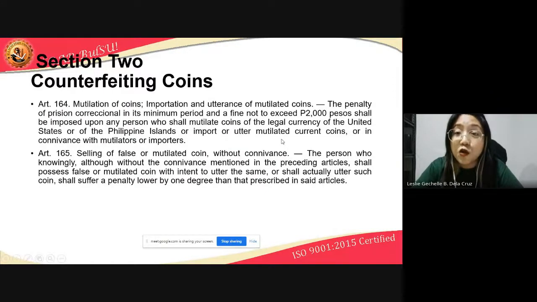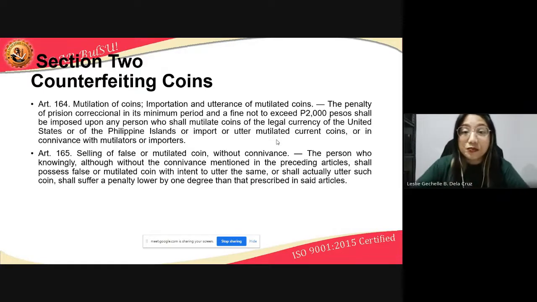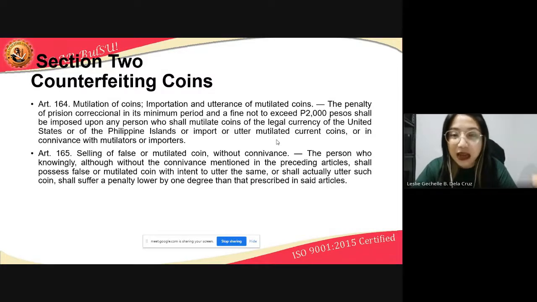Article 164, mutilation of coins, importation and utterance of mutilated coins. The penalty of prision correccional in its minimum period and a fine not to exceed 2,000 pesos shall be imposed upon any person who shall mutilate coins of the legal currency of the United States or of the Philippine Islands or import or utter mutilated coins, mutilated current coins or in connivance with mutilators or importers. Kapag sinabi nating mutilation of coins, sinira mo siya. As in yung narinig nyo na to sa revised penal code ninyo, pag sinabi natin mutilation, may pinutol, di ba? May parte ng katawan na pinutol. Ganun din sa coins, may parte na inalis, binawas, literally, sinira siya. Okay. May nagtutunaw ng barya, ginagawang jewelry. Yan, that's considered mutilation. Okay.